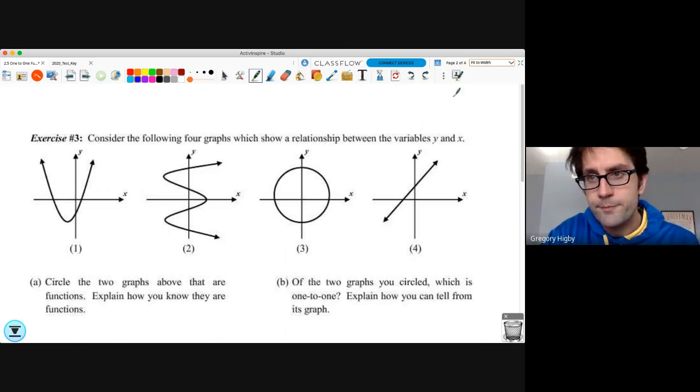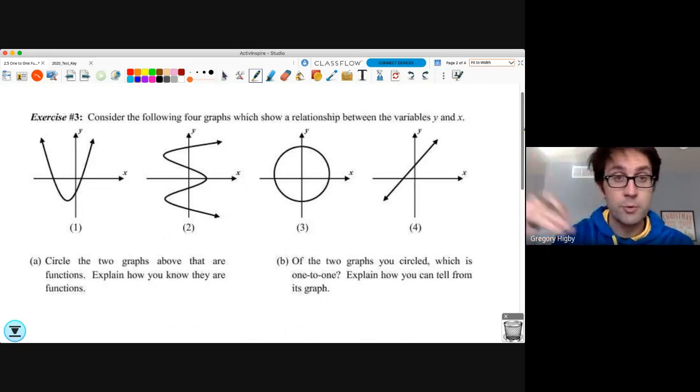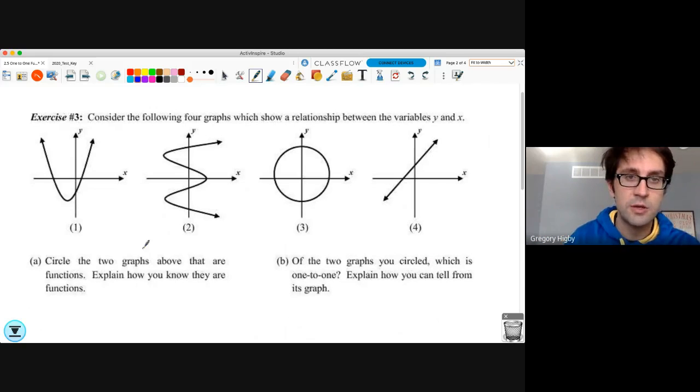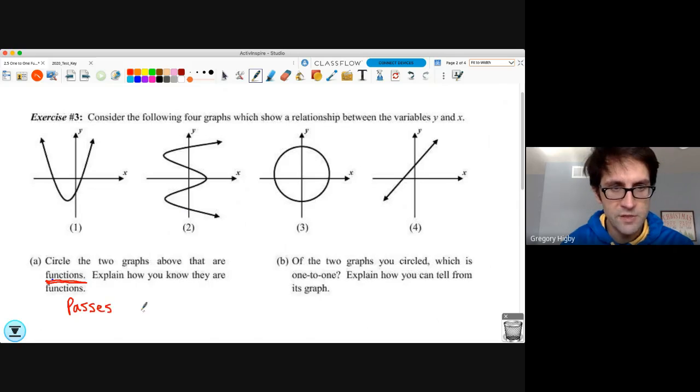So moving forward to exercise 3, you might want to take a trip down memory lane on how we could determine whether or not these things are functions. So the first directions, let's just switch colors, is asking you which ones are. So we're going to circle the 2 that are functions. And how did we tell if something was a function or not based off of looking at the graph? Is if it passes the vertical line test.